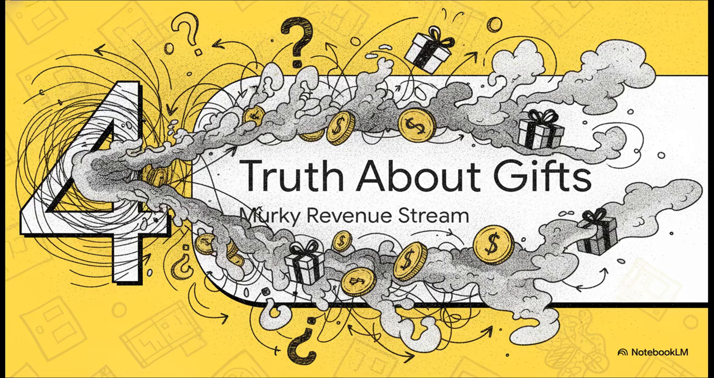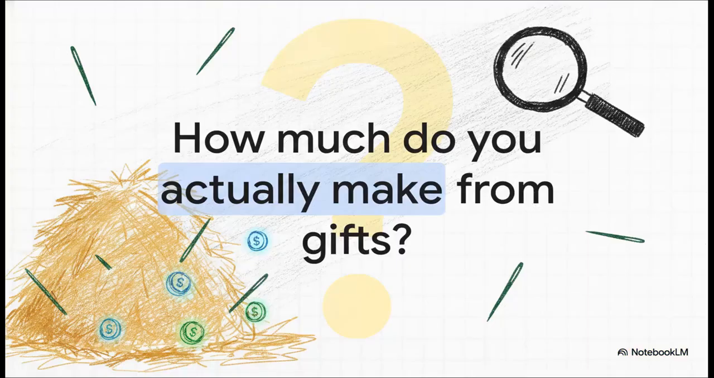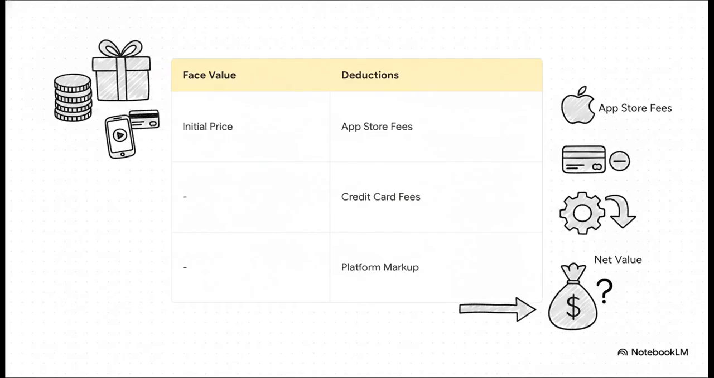This is a slightly more murky revenue stream. Now, you might be wondering, how much do you actually make from on-platform gifts? Well, finding the exact percentage Kick takes from an internal digital gift is like finding a needle in a haystack. They don't publish a flat 5% or 20% rate. Instead, they calculate what's called a net value. Basically, when a viewer buys a gift, they might use Apple Pay or a credit card, right? Every method has different transaction fees.